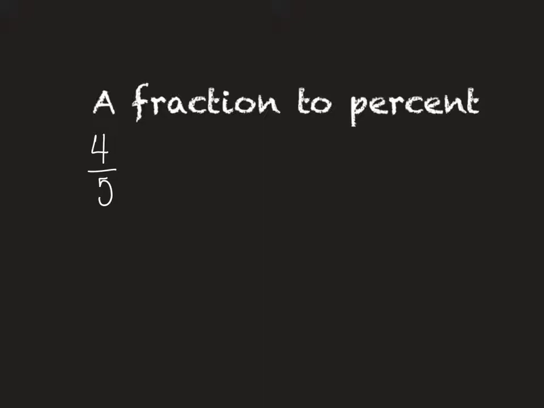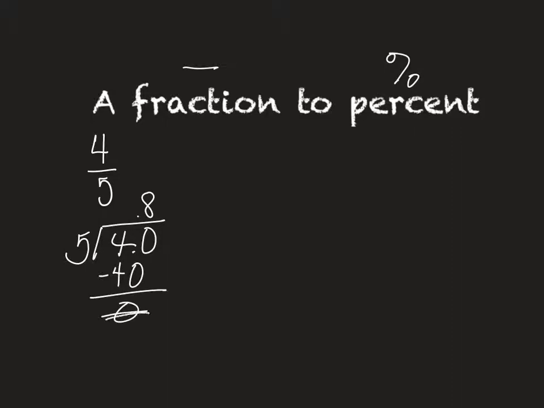All right, so a fraction to a percent. Now, to write a fraction as a percent, first you have to write the fraction's decimal equivalent. And to do that, you have to do your division unless you know what the decimal equivalent is. But in this case, we're going to divide, okay? So your 5 drops out, 4 drops in the house, and a 0 here with my decimal. 5 times 8 is 40. So my decimal equivalent is 0.8.